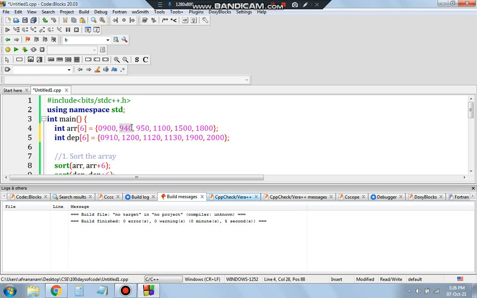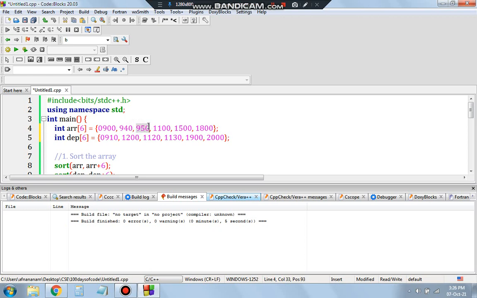This train came at 9:40, but it is leaving at 12 o'clock, right? So from 9:40 to 12 o'clock, that train will be staying in that platform. From 9:40 to 12 o'clock, that platform will be occupied. So if any other train comes in between these times, it should occupy a new platform, right?